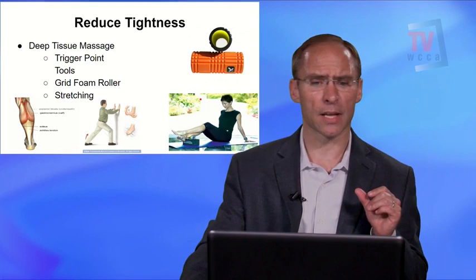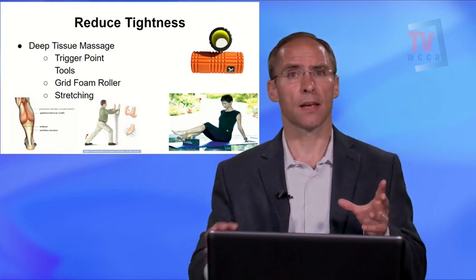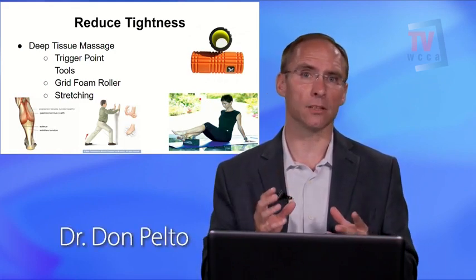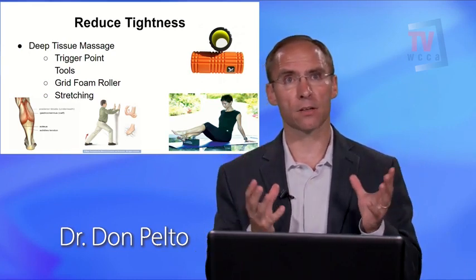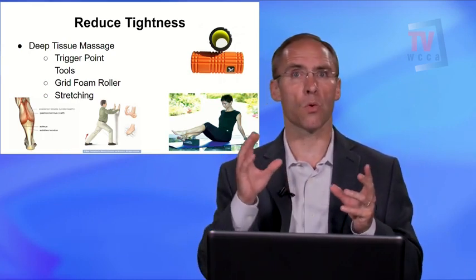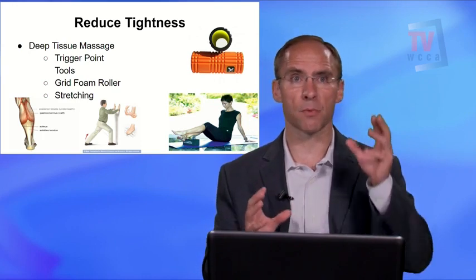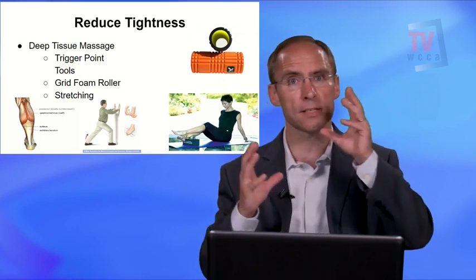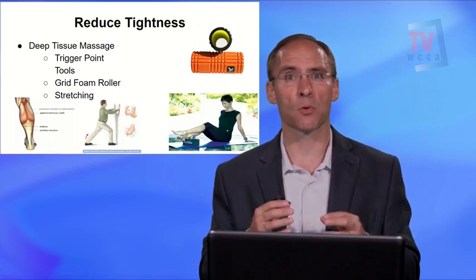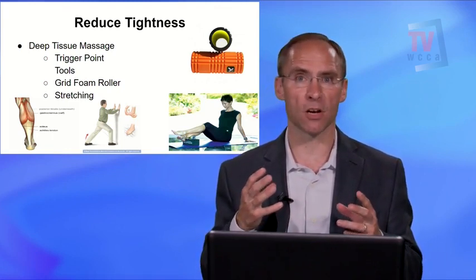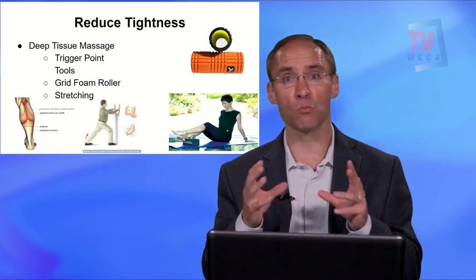Next thing I want to talk about is reducing the tightness. If you're having pain in the ankle, a lot of times the muscles around the ankle, like the Achilles tendon or the peroneal tendons on the side or the posterior tibial tendon on the inside, all these tendons around the ankle tend to tighten up, or we call it, they guard. They can be guarded, and they don't move as well.